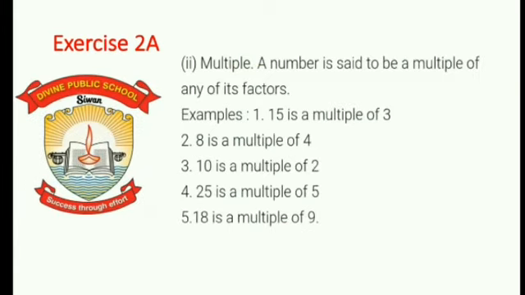Here we will discuss the multiple. A number is said to be a multiple of any of its factors. For example, here are also 5 examples of multiples. Example number 1: 15 is a multiple of 3, 8 is a multiple of 4, 10 is a multiple of 2, 25 is a multiple of 5, 18 is a multiple of 9.